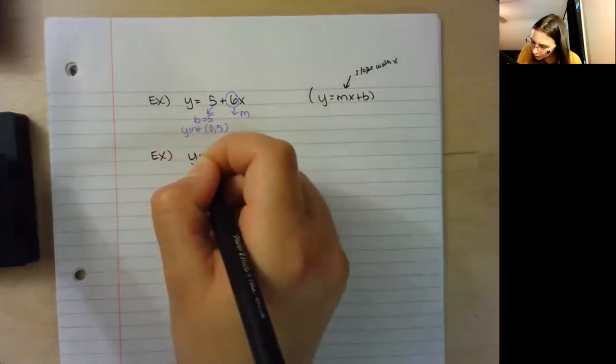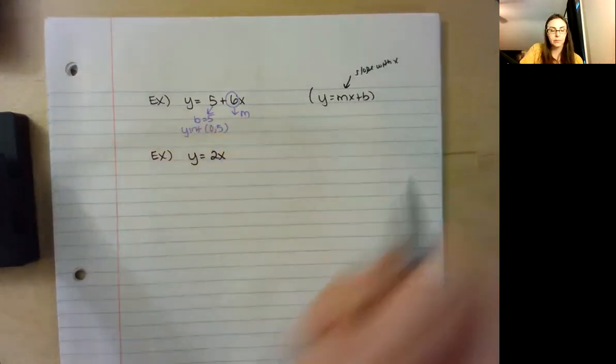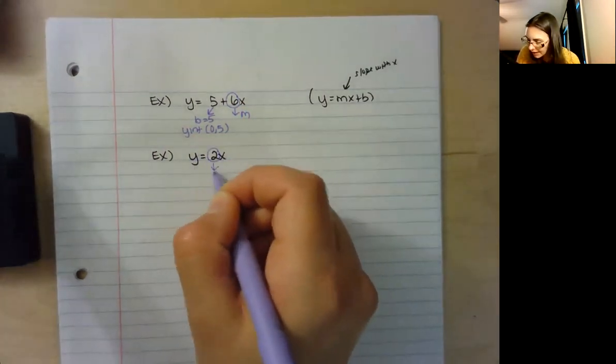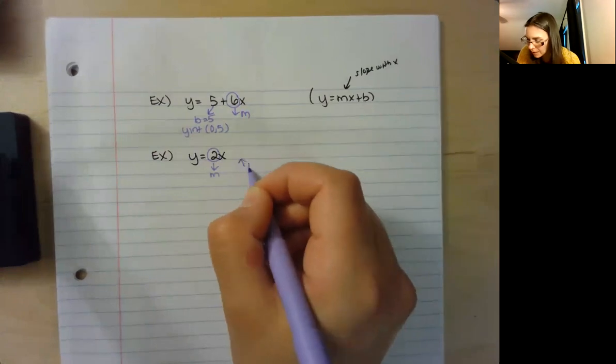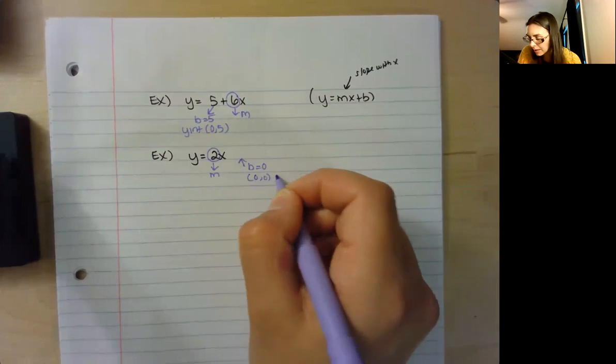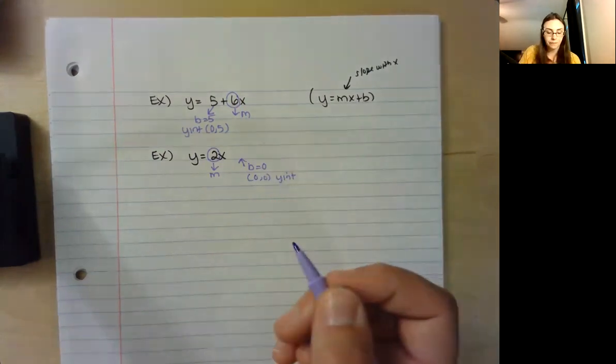Let's say I have y equals 2x. Well, my slope is with the x, and if I have no b, then the b is 0, right? Because it's missing. So your intercept here is just (0, 0).